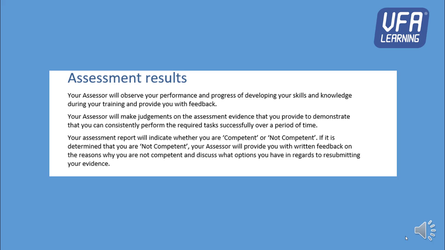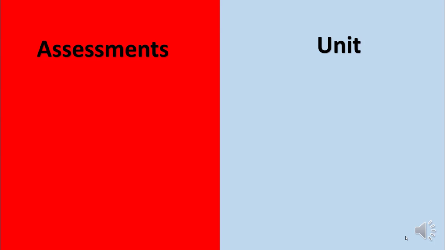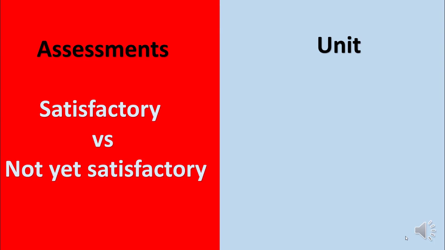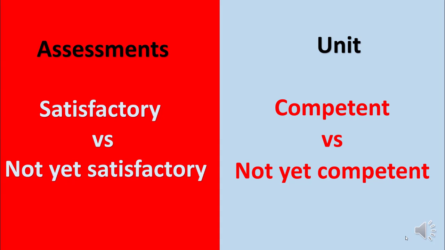After grading your assessment, your trainer and assessor will provide you with a result of either satisfactory or not yet satisfactory. Once you've satisfactorily completed all assessment tasks in a unit, then you can be deemed competent for that unit. Not yet competent means you haven't yet satisfactorily completed all the required assessment tasks in the unit.